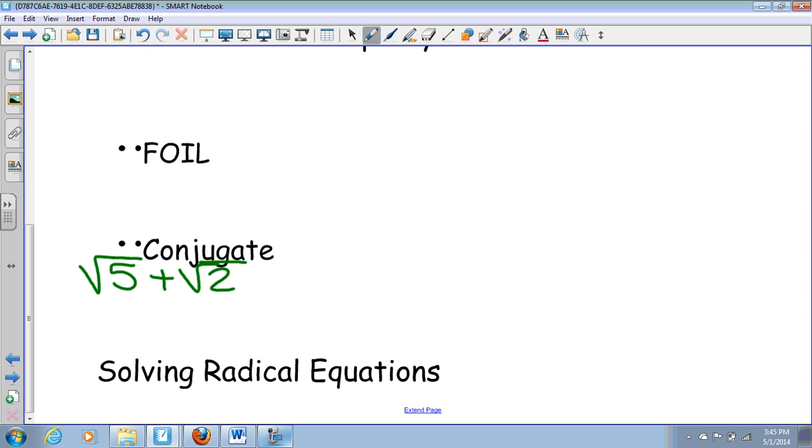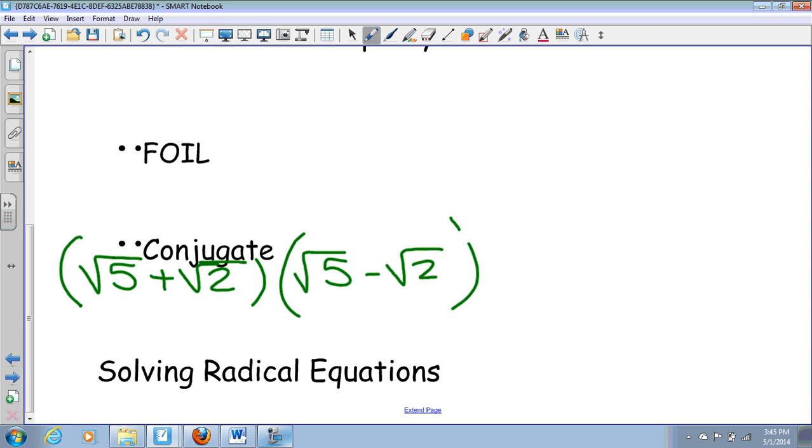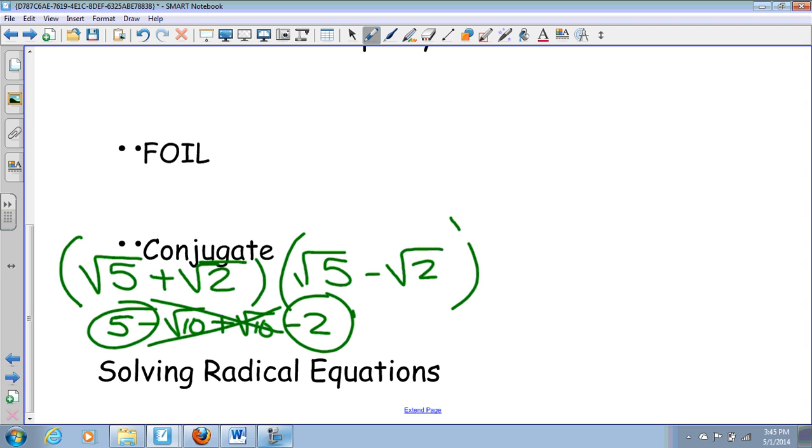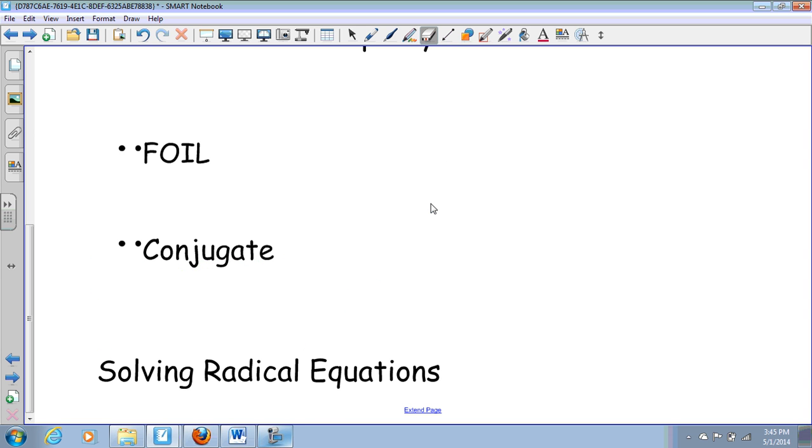Well, the conjugate for that is going to be the square root of 5 minus the square root of 2. Because if we were to FOIL this, we would end up getting the square root of 5 times the square root of 5, so that's 5, minus the square root of 10, plus the square root of 10, minus 2. Okay, these will cancel, so we'll still end up then with integers. That is our goal. When we're rationalizing the denominator, we want to end up with an integer.